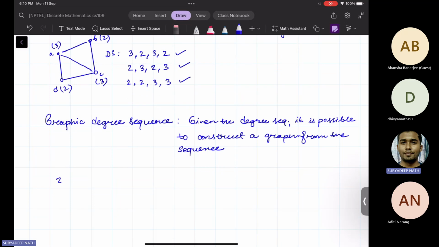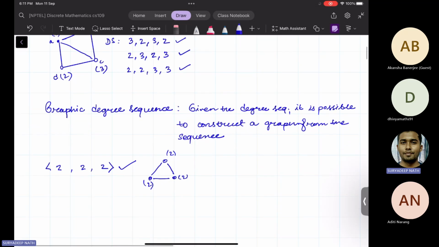So if you have the sequence 2 2 2, what do you think? Is it a graphic degree sequence or not? Yes, it is a graphic degree sequence because it forms a triangle. Right, you're absolutely right. So it is a graphic degree sequence, and like you said, we can form a triangle like this. So it is 2 2 2.